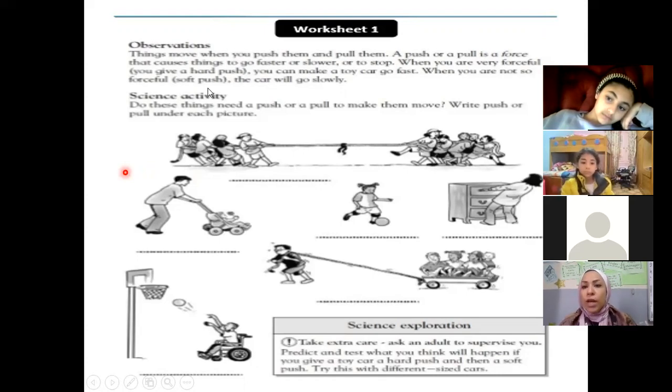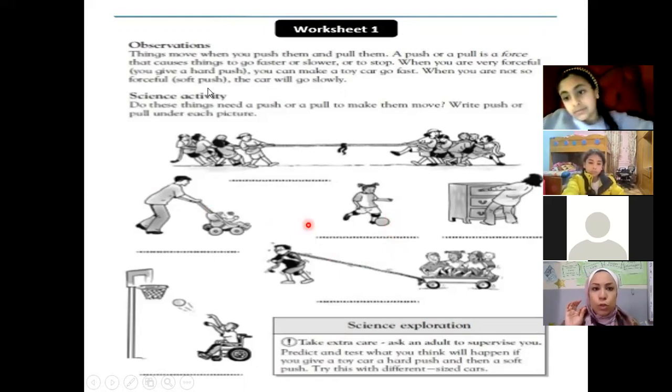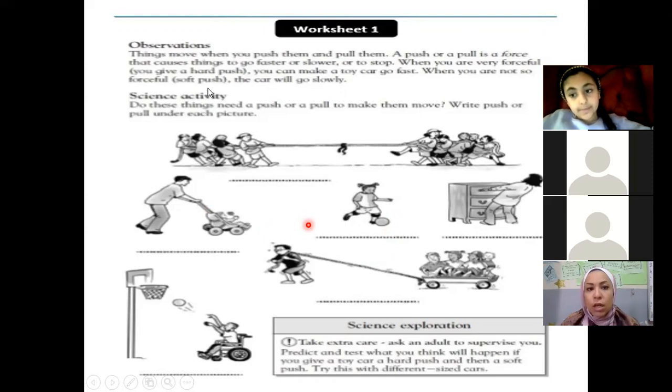When you are very forceful, you give a hard push, you can make a toy car go fast. When you are not so forceful, you're just pushing it softly, the car will go slowly. Science activity says, do these things need a push or a pull to make them move? Write push or pull under each picture.